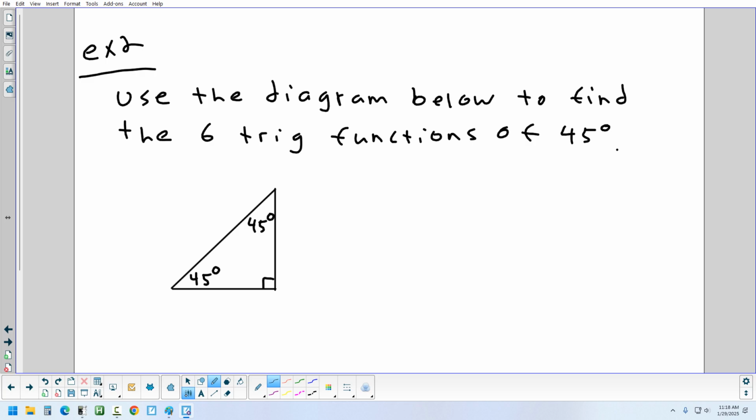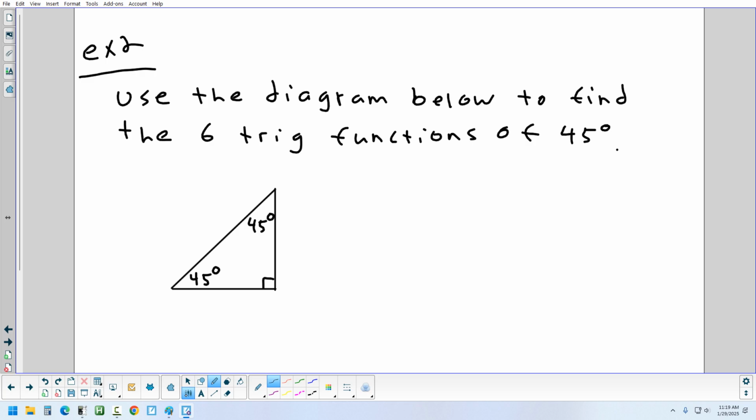You need to make your own 45, 45, 90. But does it matter how big or small your 45, 45, 90 is? No. Doesn't matter the size of your triangle. You're going to get the same answers. So I would pick numbers that would make this easy to figure out.